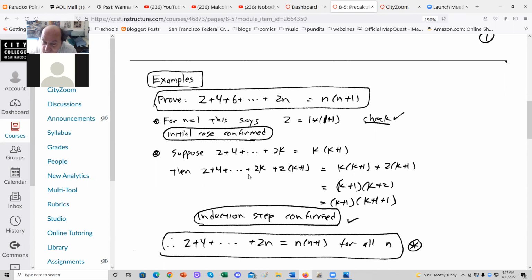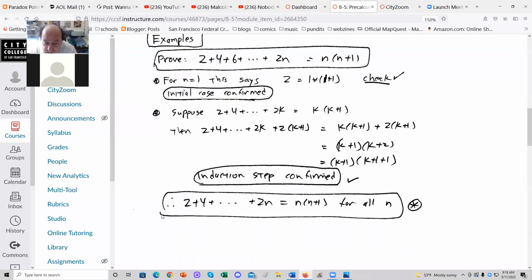So this thing will equal k plus 1 times k plus 1 plus 1. So this sum equals k times k plus 1 times k plus 1 plus 1. So the induction step is confirmed. The statement true about k implies that it's true about k plus 1. It's true about 1, the initial case. If it's true about k, then it's true about k plus 1. The induction step is confirmed.